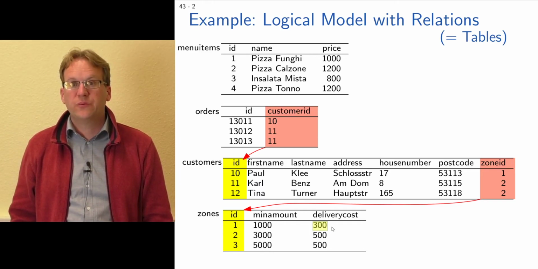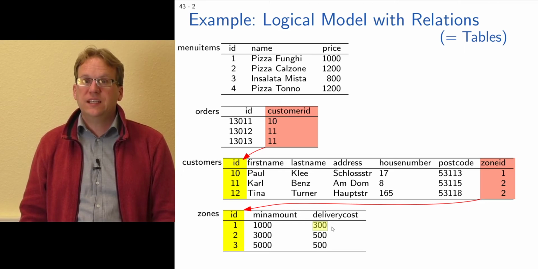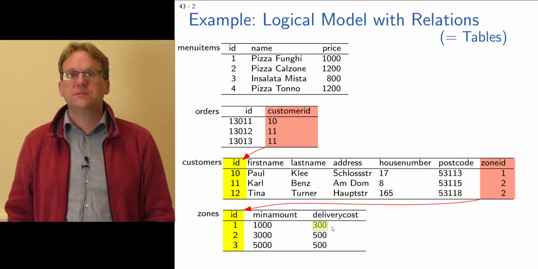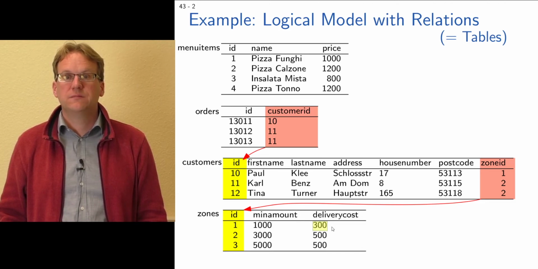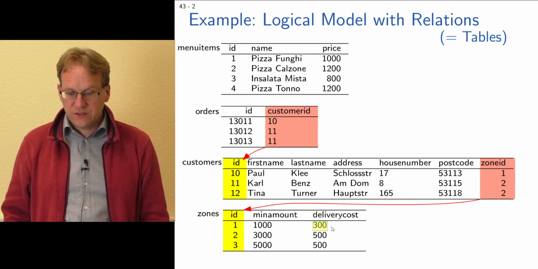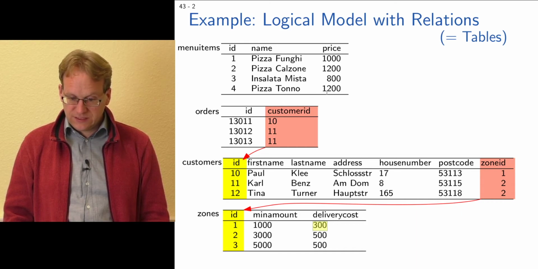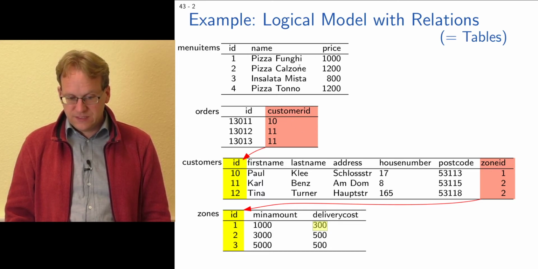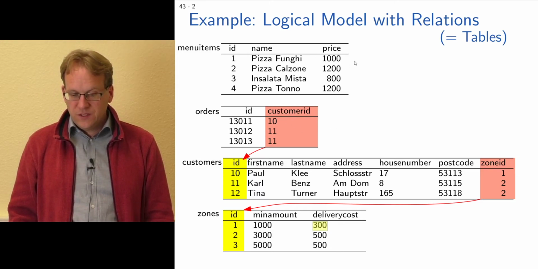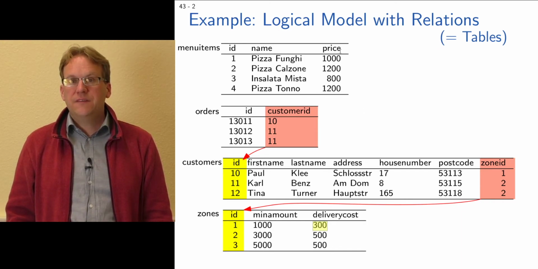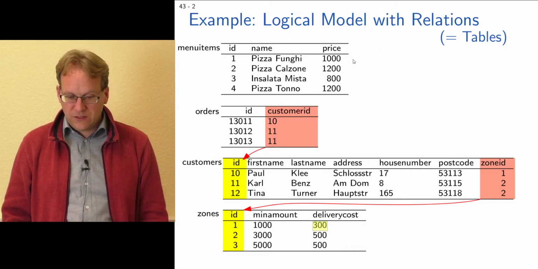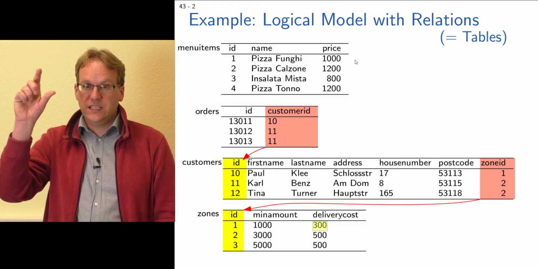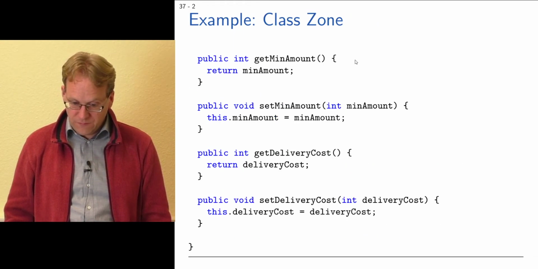However, what does not work here, we also had this association between the menu items table and the orders table that we cannot represent using just an extra column, let's say in the menu items table or in the orders table. So that would not work. We could not represent this association between menu items and orders using a single column. And the reason why this doesn't work is because this association was of type many to many.